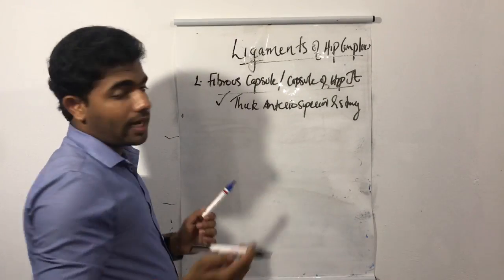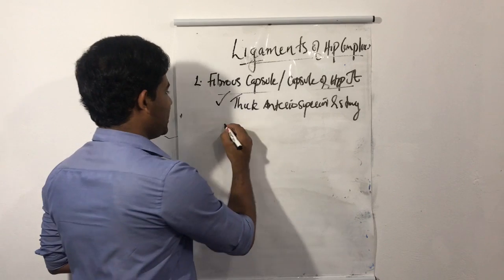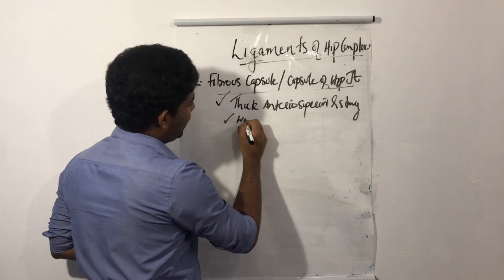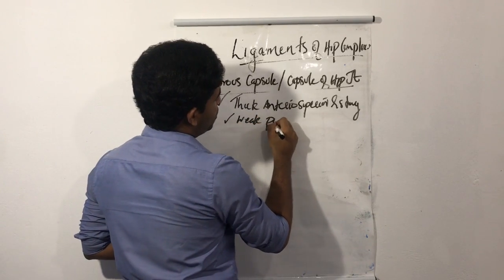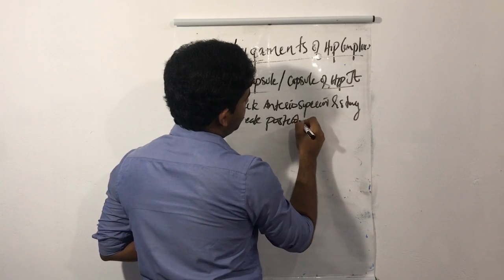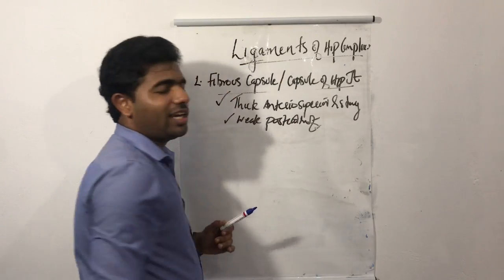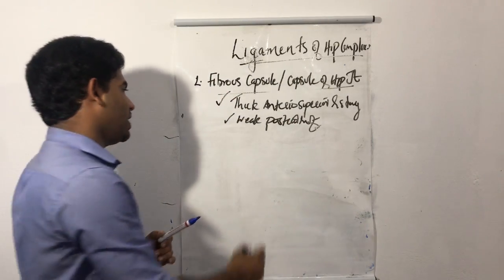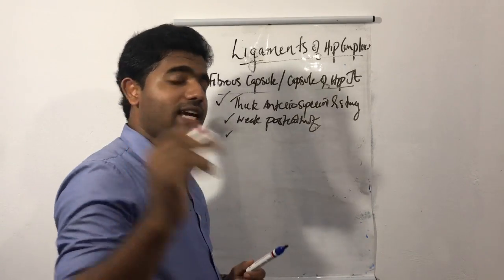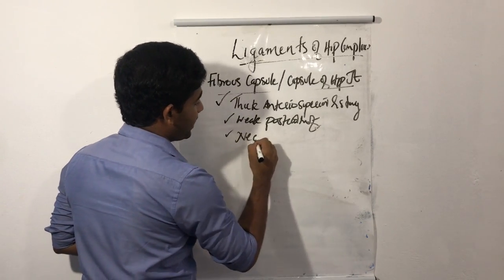So if it is thick anterosuperiorly, anybody can tell it is weak postero-inferiorly. So you studied two points very easily.